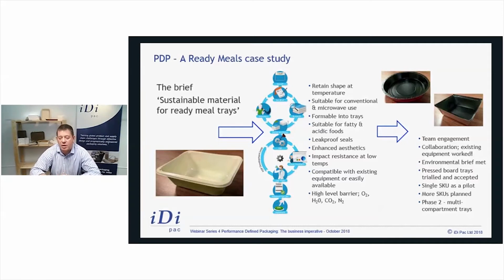Phase 2 would be multi-compartment trays. Again, a benefit of using the right systems, the right benefits in terms of cost effectiveness, right-sizing, right-weighting the product itself, and giving us all the benefits of the performance of the packs and the confidence it was going to work, because the material characteristics and attributes were all captured at an early stage in the project.